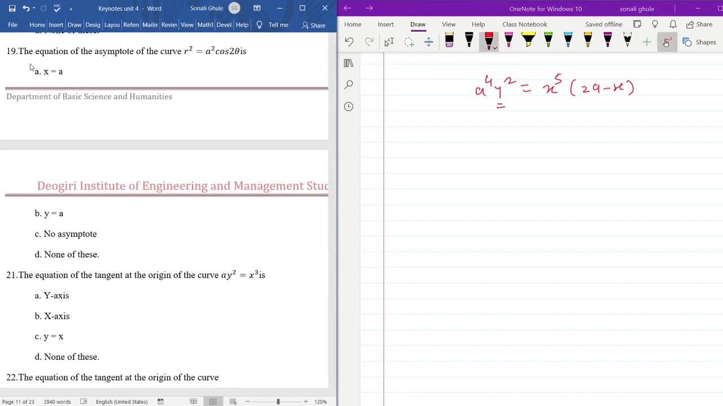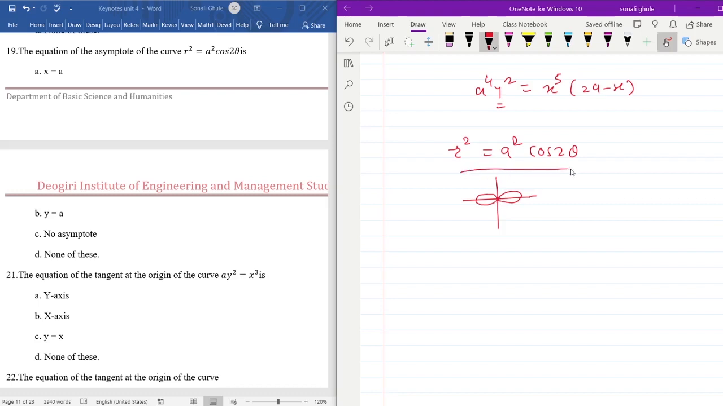Let's solve your next example. The equation of the asymptote of the curve r square is equal to a square cos 2 theta. This is actually the curve. It is like this. There are two loops, and this curve does not go to infinity for any point. So therefore there is no asymptote for this curve.